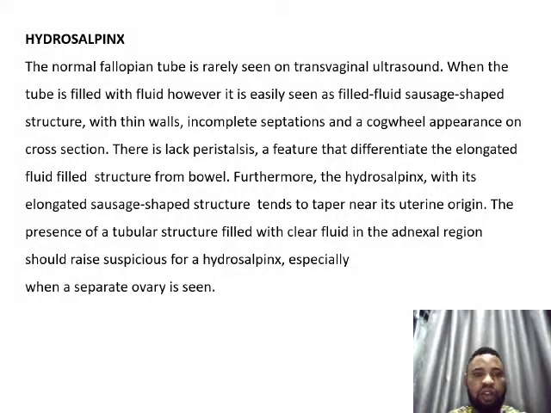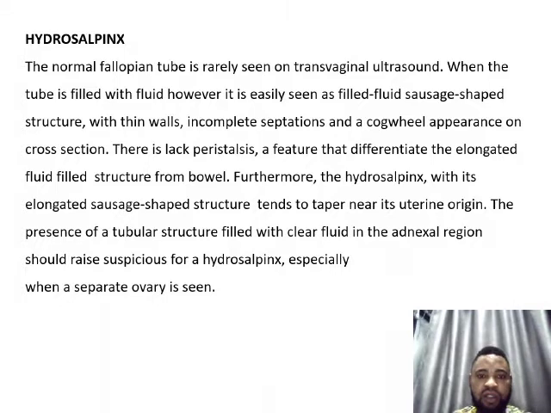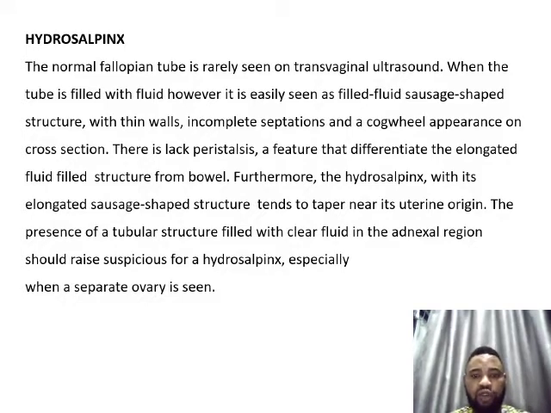Hydrosalpinx. The normal fallopian tube is rarely seen on transvaginal ultrasound, but when the tube is filled with fluid, it is easily seen as a fluid-filled sausage-shaped structure with thin walls, incomplete septation, and a cogwheel appearance on cross-section. There is a lack of peristalsis, a feature that differentiates the elongated fluid-filled structure from the bowel. Furthermore, the hydrosalpinx, with its elongated sausage-shaped structure, tends to taper near its uterine origin.